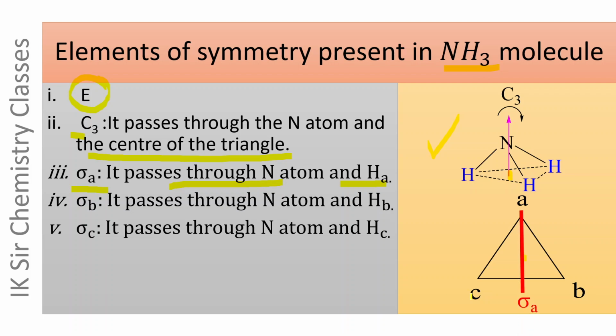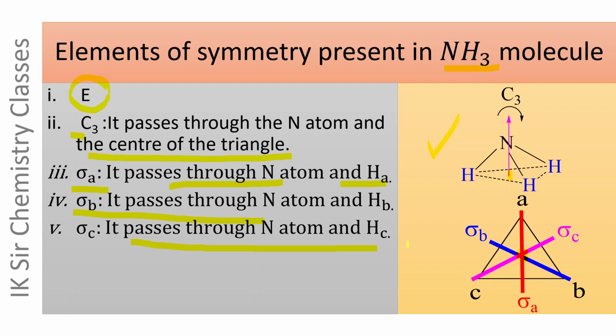It is sigma A. Sigma B, it is also vertical plane of symmetry and passes through nitrogen atom and Hb. It is sigma B. And sigma C, it passes through nitrogen atom and Hc. It is sigma C. All these three planes of symmetry pass through nitrogen atom which is present centrally above this triangle.